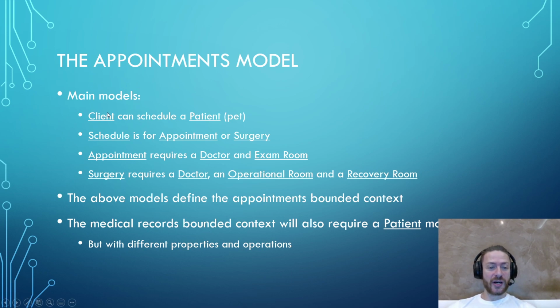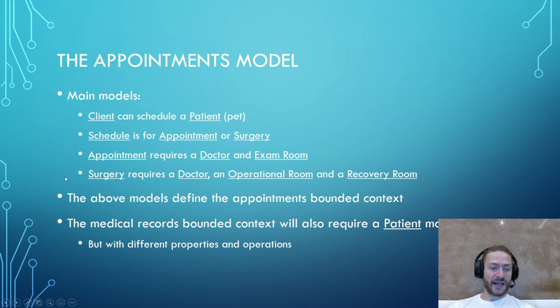First main models are clients which can schedule a patient. The client is the user and a patient is some pet. Of course, the patient will have different pet properties, for example, type of pet, dog, cat, rabbit, breed, and so on. We will have a schedule which will store appointments for visitations or surgeries. An appointment will require a doctor and an exam room. A surgery will require a doctor, an operational room, and a recovery room.